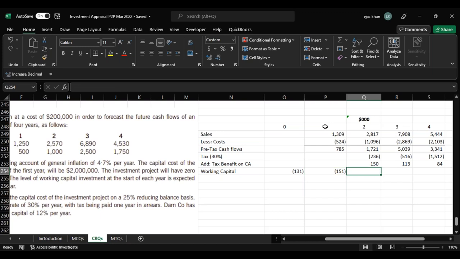Similarly, what formula should I be applying in this cell? Who's going to tell me? What exact formula should I have in this cell? Yeah, very good. Excellent. Now, instead of putting the formula again, what about copying this formula and pasting it here? Simple as that. Just copy this formula and paste it here.